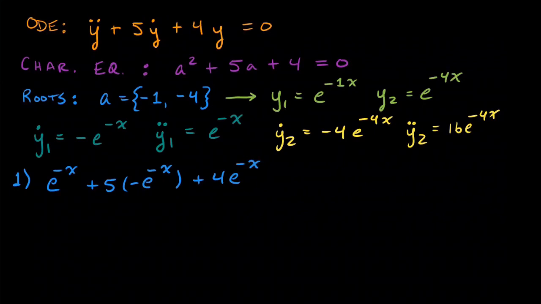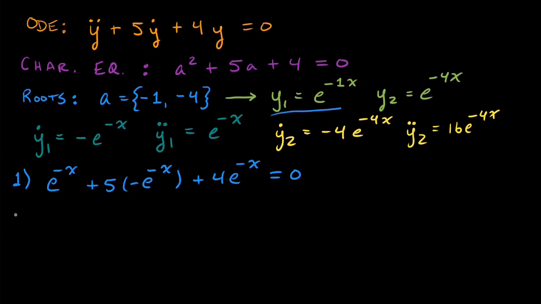Well, I can tell by inspection that I'm going to have 4 times e to the negative x plus 1 times e to the negative x. That's 5e to the negative x. And then I'm going to add to that negative 5e to the negative x. So it's pretty obvious that that does in fact equal 0. Therefore we know that y1 equal to e to the negative x is a solution to that differential equation.